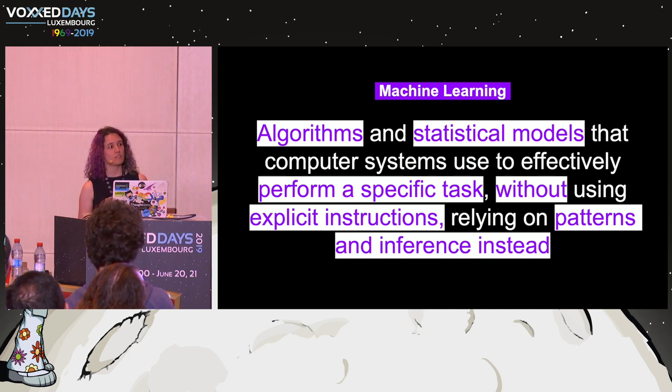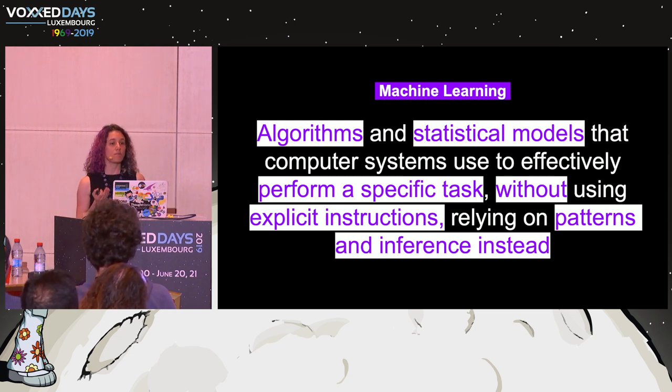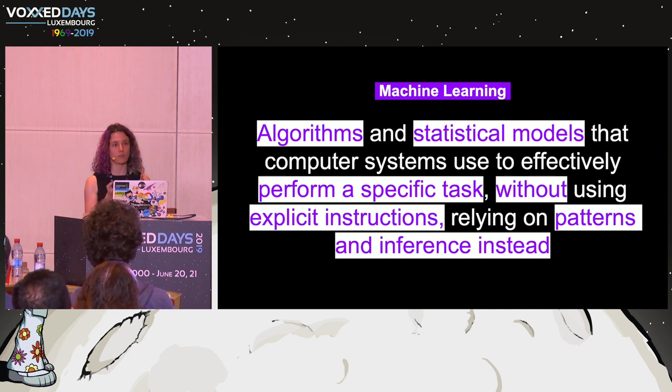So I'm going to use the terms algorithms and statistical models pretty much interchangeably in this talk when I'm talking about machine learning. In this context, they're going to mean the same thing. And what I mean is a computer system that performs a specific task. So I'm not talking about generalized AI, and I mean a task that is performed without explicit instruction. So not a bunch of if-else statements just dressed up as machine learning, but actually something based on patterns and inferences.